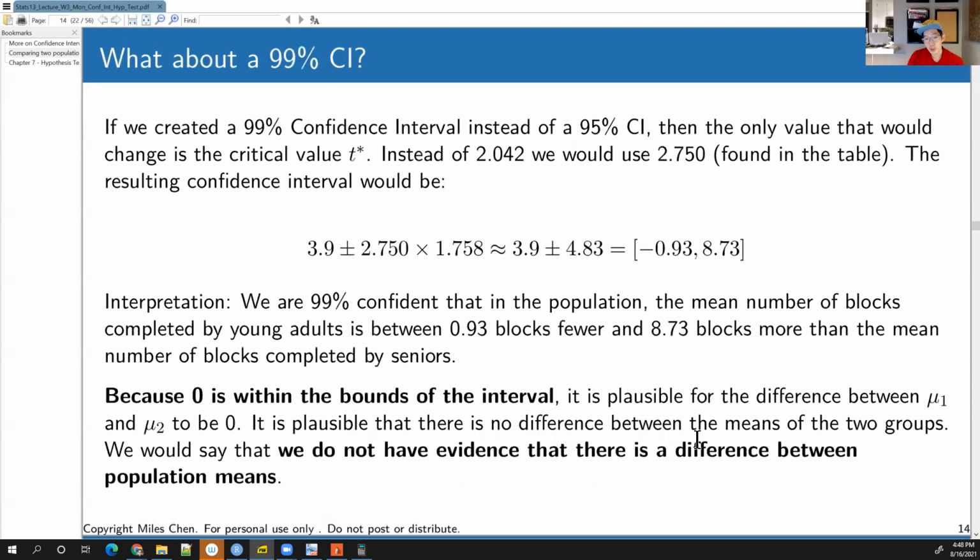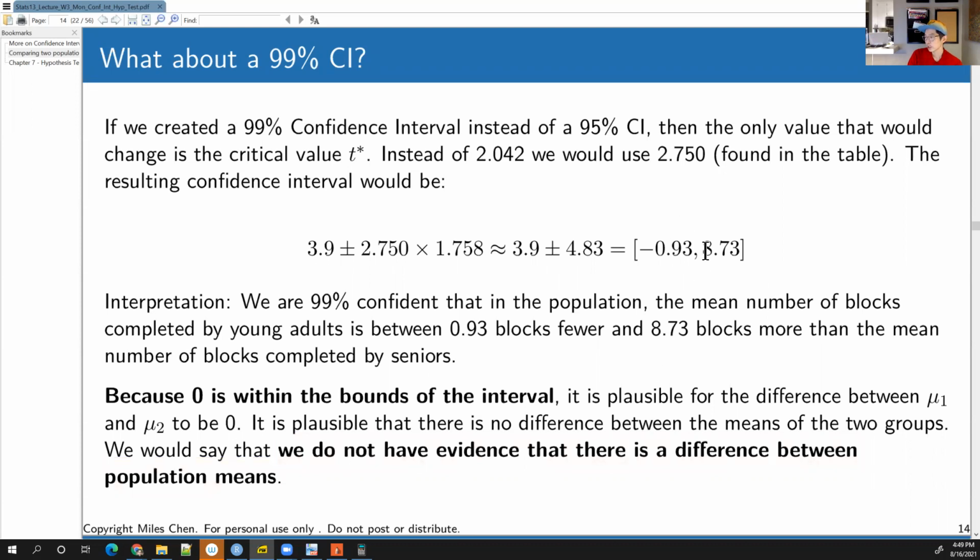If you want me to be 99% confident about my conclusions, I've got to be more cautious. And I've got to say, well, you know what? Based on the interval I have, it's plausible that the average number of blocks completed by young adults is the same as the average number of blocks completed by seniors. So if you want me to be 99% confident, I'm not ready to say that we have evidence that there is a difference between the population means. I've got to say that I don't have enough evidence right now, right? My sample of 20 and sample of 15 is not enough evidence to conclude that there is a difference between the two groups.